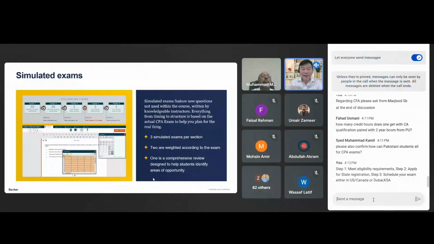Okay, here are the simulated exams. We built our simulated exams basically exactly the same as what you will see on the actual exams, right? Even the instructions, the font, the functionalities, the layout and all that. We're trying to make it very close to the actual exam experience, to give you additional confidence before you go for the CPA exams. Next slide, please.